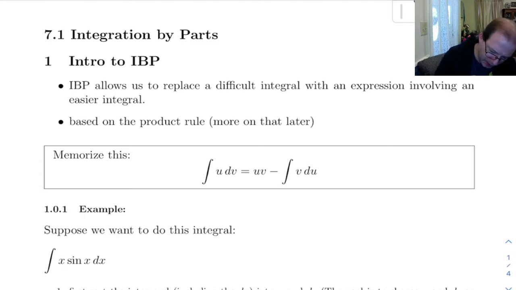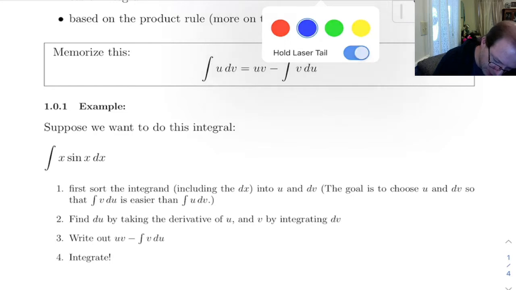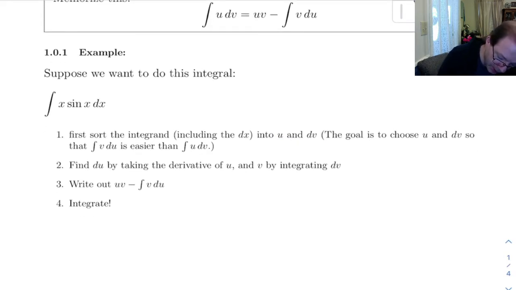Let's just do an example with it so I can show you how this works. So you're given an integral, say like this, and this is one that so far we don't know how to do because u substitution won't work with it. What you want to do is take this, and this is going to be our u dv. We have to sort out the x sine x dx into u and into dv. I'll tell you more about how to do that later. But for now, let's let u equal x, and dv is going to be sine x dx.